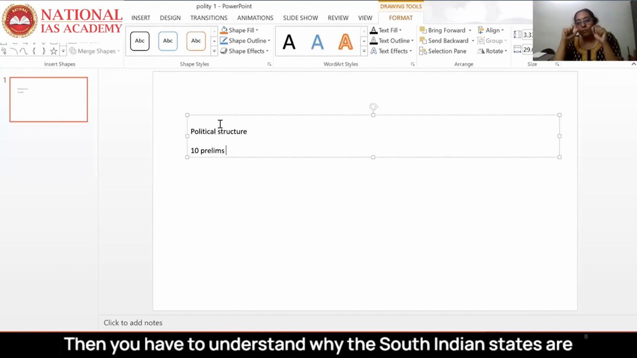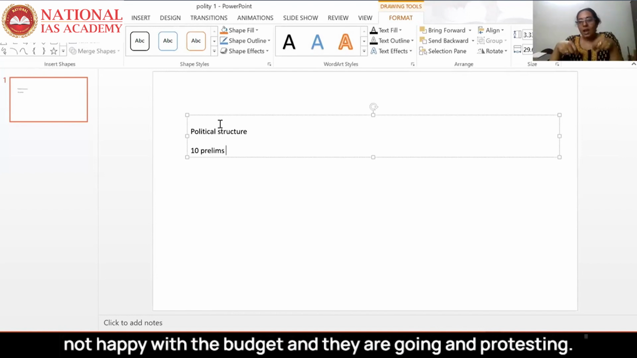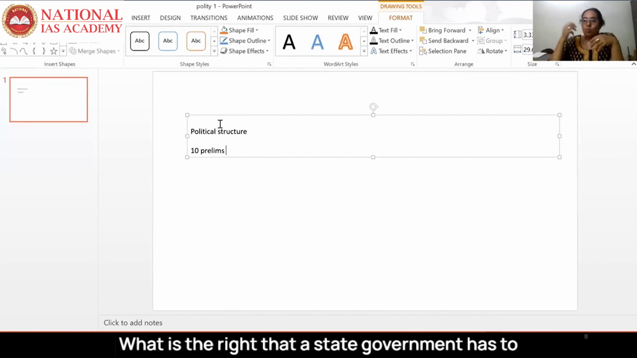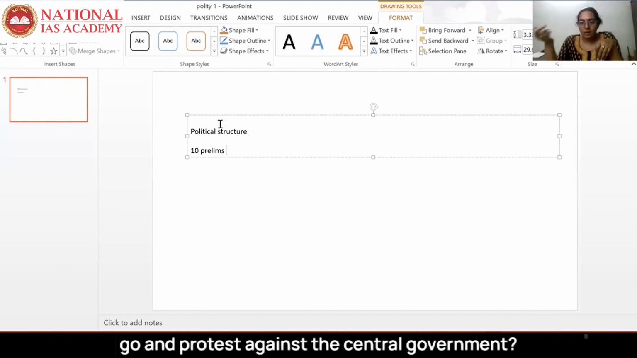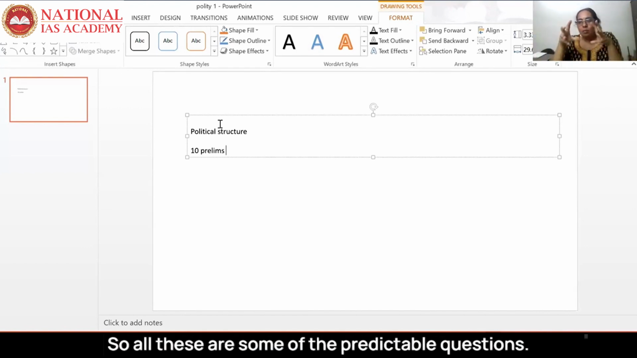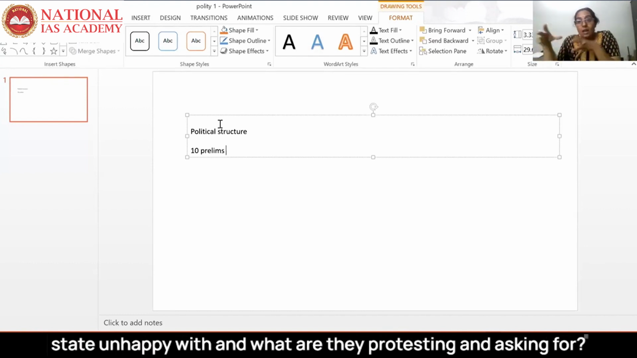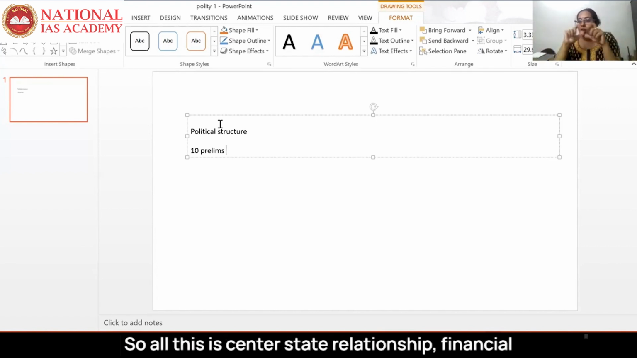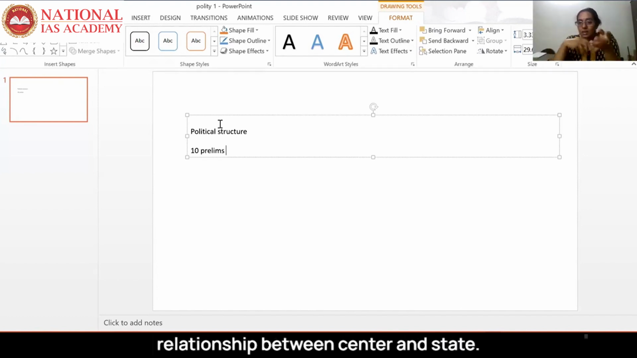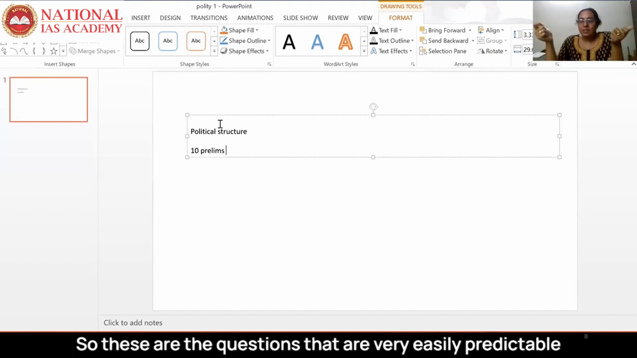Then you have to understand why the South Indian states are not happy with the budget and they are going and protesting. What is the right that a state government has to go and protest against the central government? So all these are some of the predictable questions. So center state relationship, what is the state unhappy with and what are they protesting and asking for? So all this is center state relationship, financial relationship between center and state. So these are the questions that are very easily predictable.